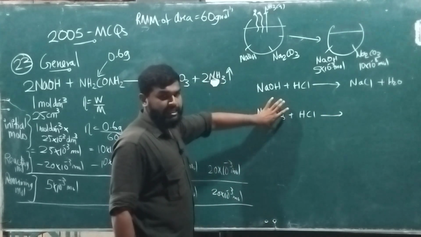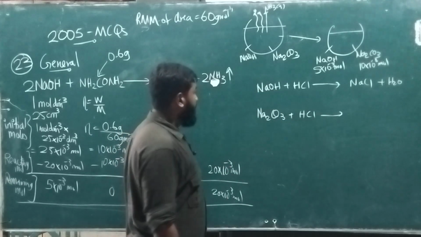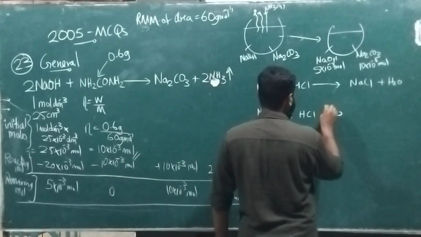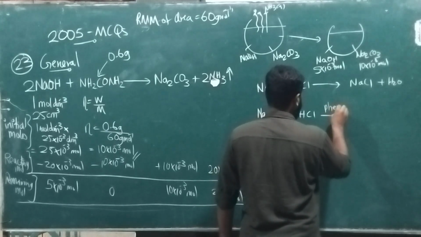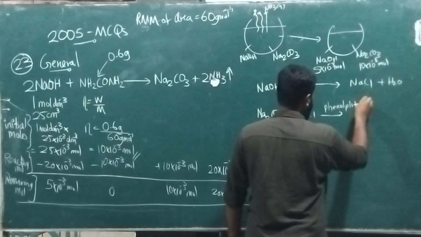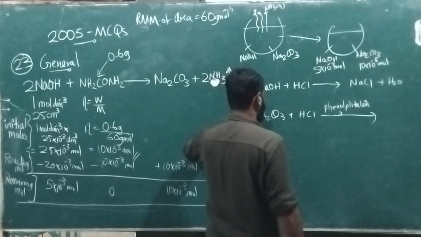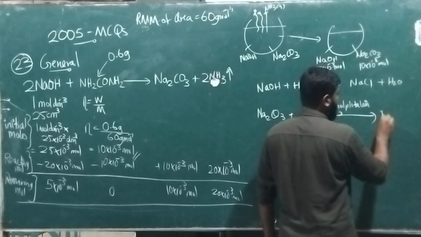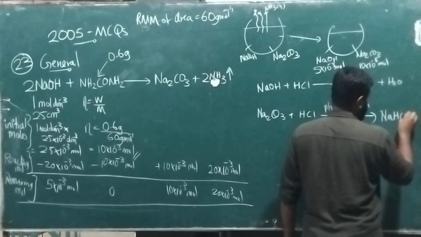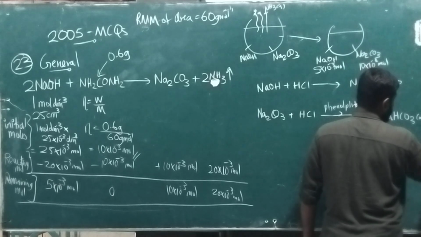If they have used a certain indicator, the products may vary. If they use phenolphthalein, at the end point you will get aqueous sodium bicarbonate with some amount of sodium chloride formed.